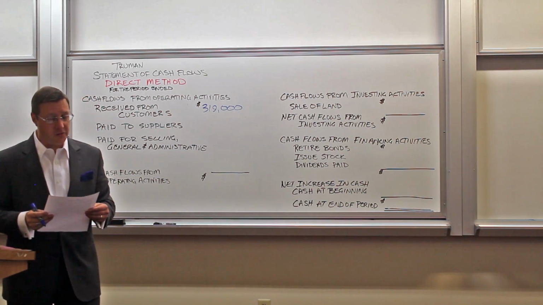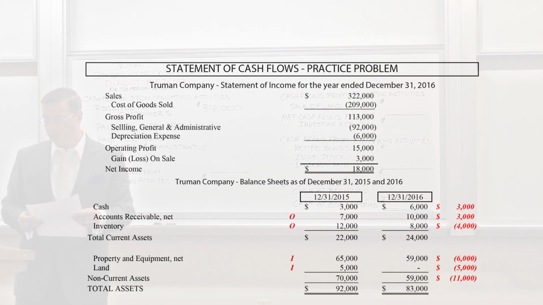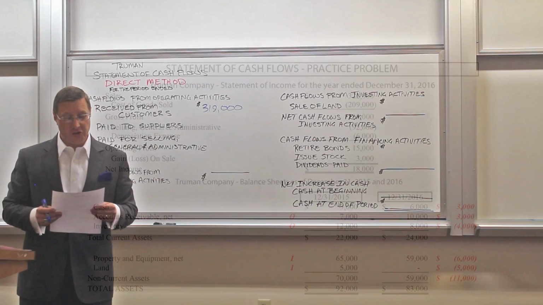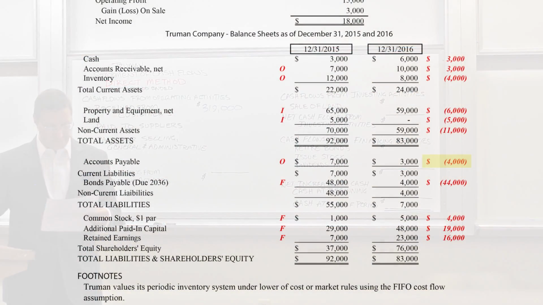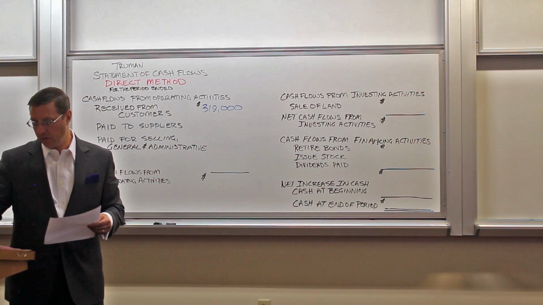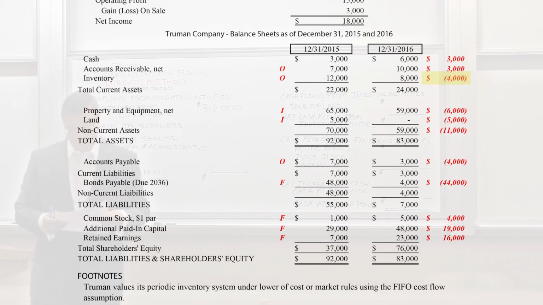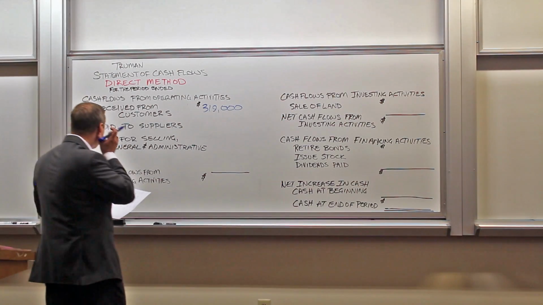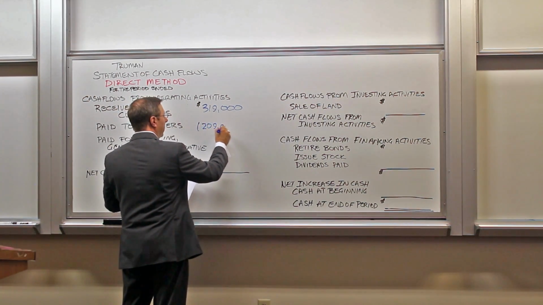We then look at the next line item. It says cash paid to suppliers. To get this, we start off with the cost of goods sold, $209,000. We subtract a change in accounts payable. Change in accounts payable was a negative $4,000. And we add a change in inventory. The change in inventory was also a negative $4,000. This, when we add and subtract appropriately, gives paid to suppliers, $209,000.